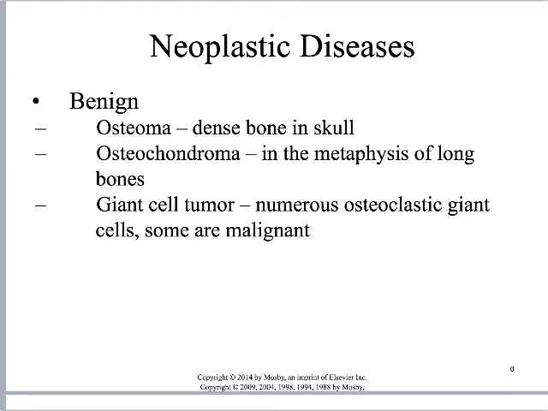Giant cell tumor is not as bad as it sounds, although it can occasionally be metastatic or malignant in nature. But there's numerous osteoclastic giant cells, some of which may be malignant. But if you remember from our vocabulary earlier, osteoclastic, that's not good. It means it breaks down bone. So this tumor eats bone, basically. In general, efforts to resect it sometimes are successful, sometimes it crops up somewhere else.